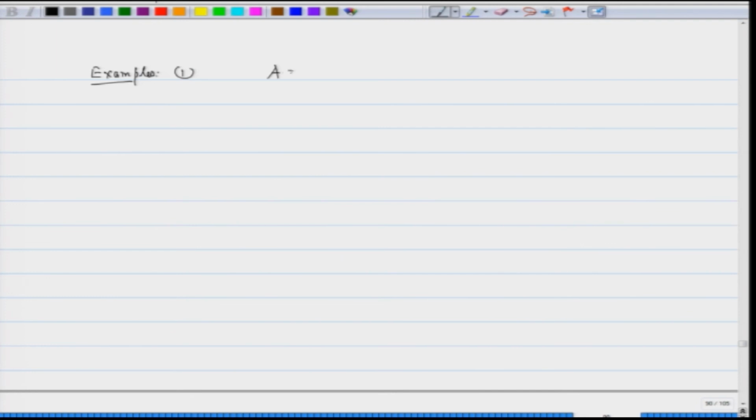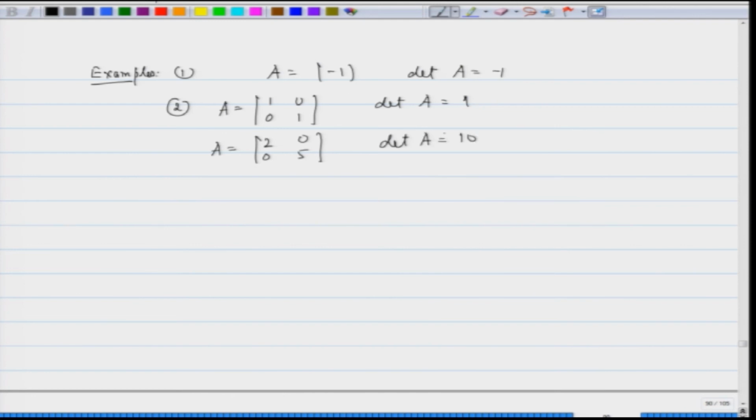So, if matrix A is just -1, determinant of A is -1. If A is [1 0; 0 1], determinant of A is 1. If A is [2 0; 0 5], determinant of A is 10. If A is [0 5; 2 0], determinant of A is -10.